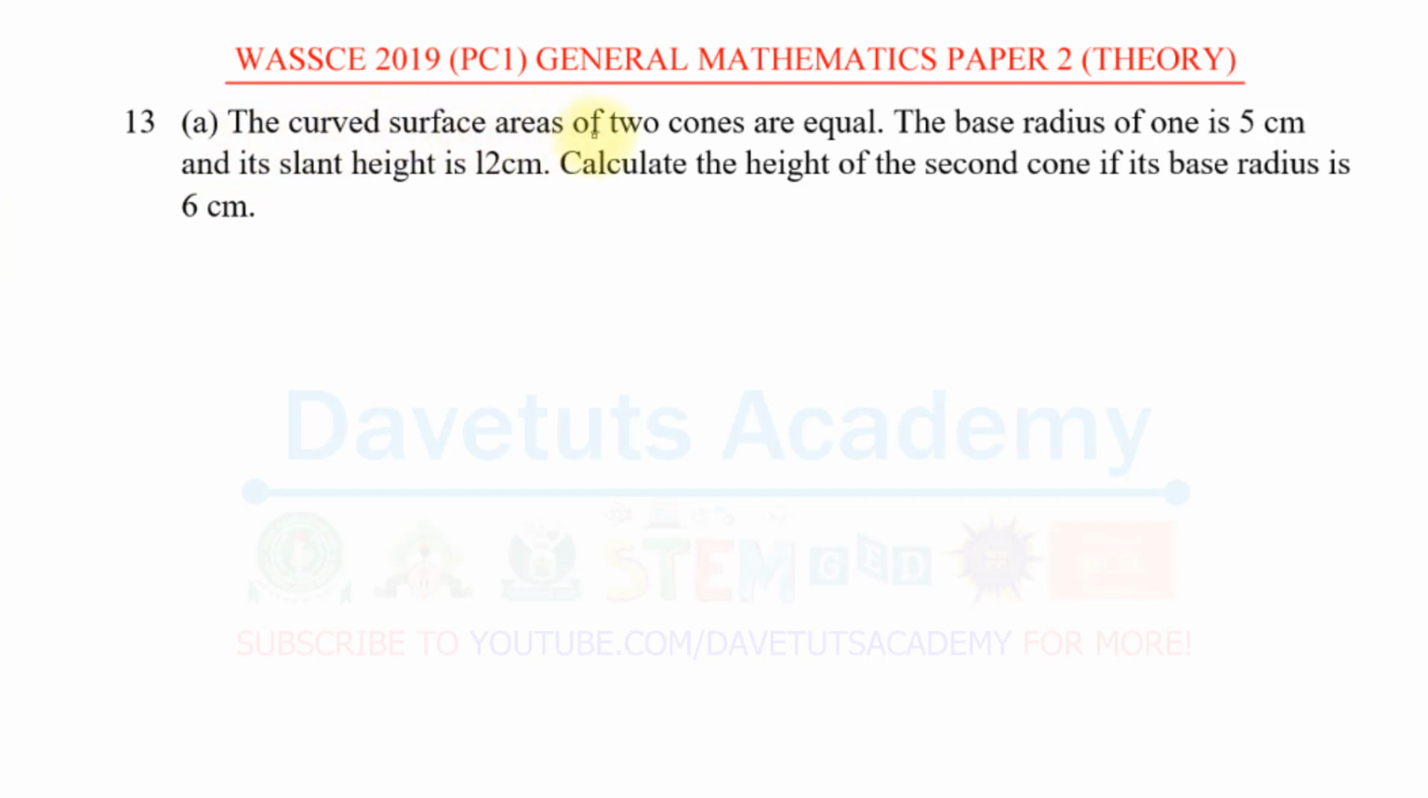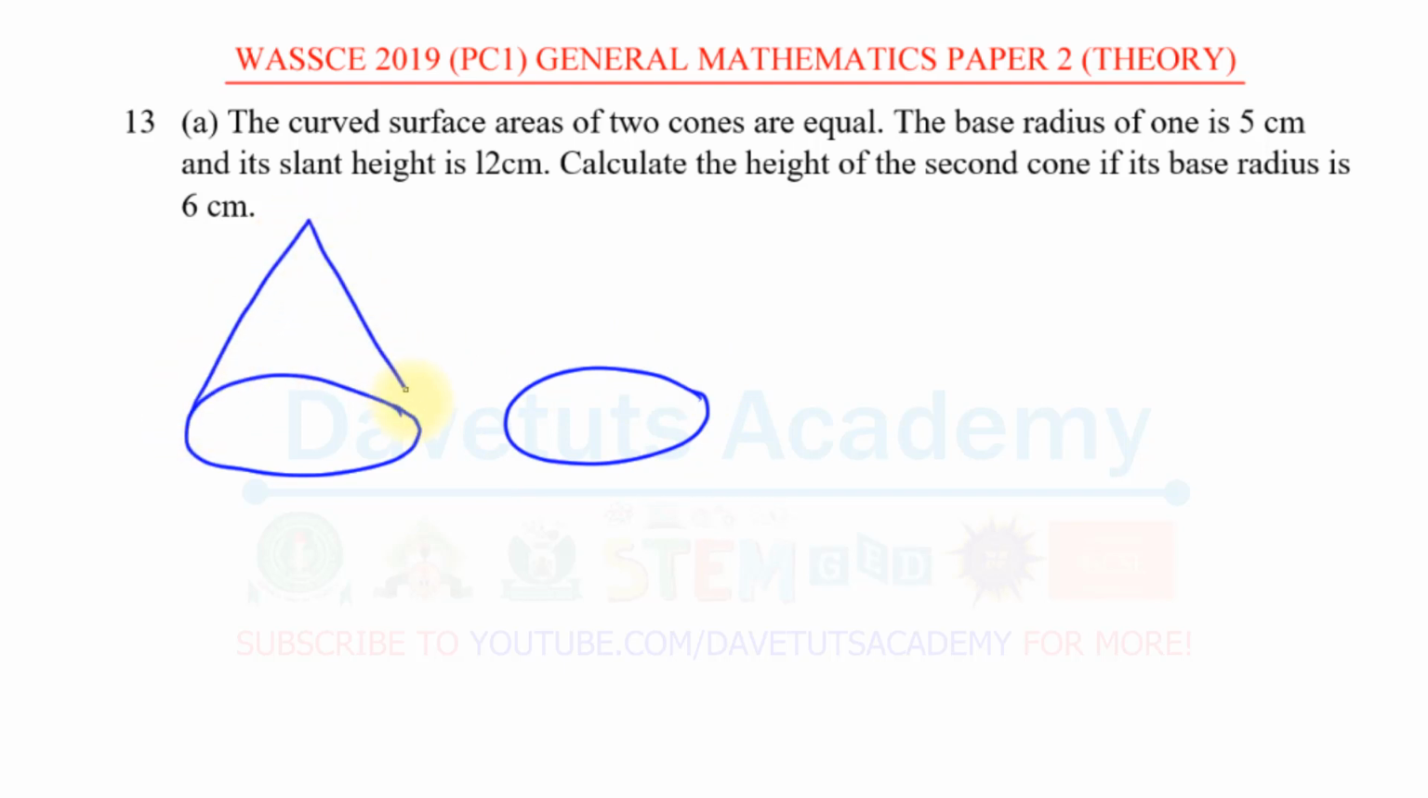The curved surface areas of two cones are equal. The base radius of one is 5 centimeters and the slant height is 12 centimeters. We are to calculate the height of the second cone if its base radius is 6 centimeters. If we want to depict these two cones, we have something like this and another cone just like this. Didn't get this first cone right, but let's follow through.